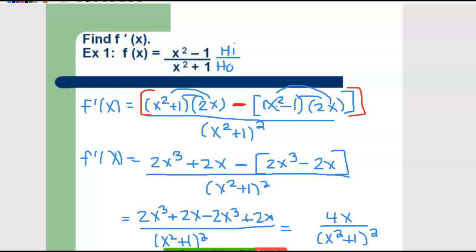So we get 4x over quantity x squared plus 1 squared. Anybody want to see it using the definition of the derivative to prove that the quotient rule works?